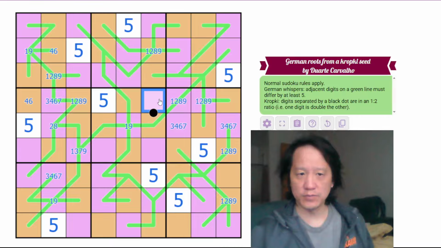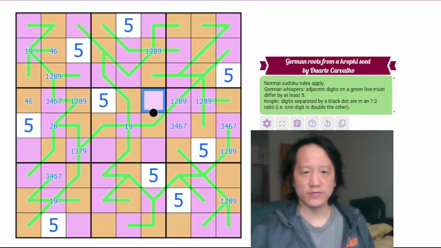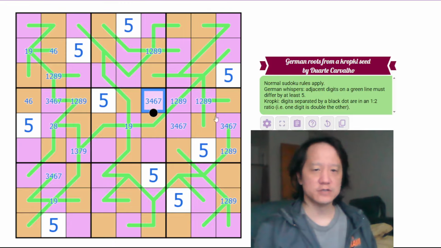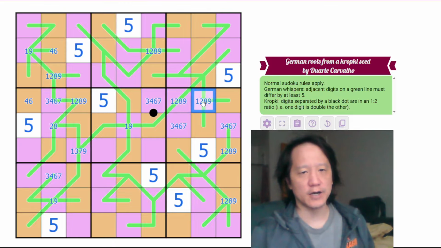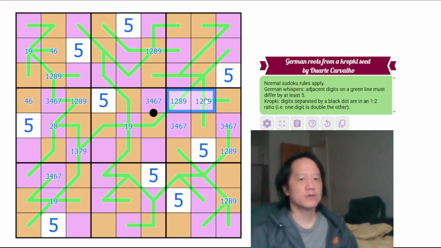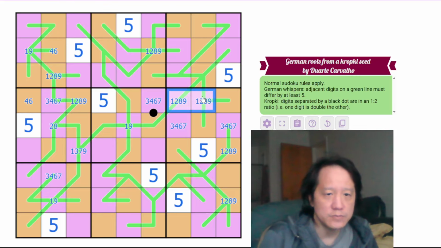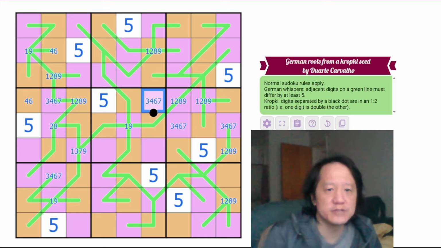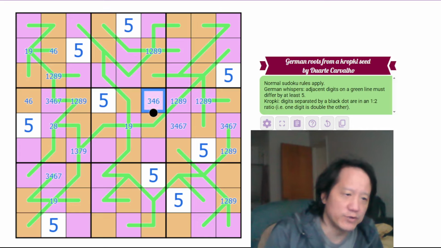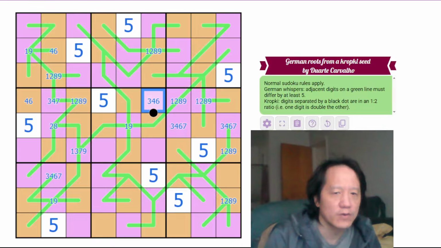This is also 3, 4, 6, or 7 here. Then, because this is a 1, 9, 2, 8 pair, it's of the same set. So this can't be 7. It could be 3, 4, or 6. So if this is low, sorry, if this is high, this must be 6, which means this can't be 6 here. So that would be 7. Okay.